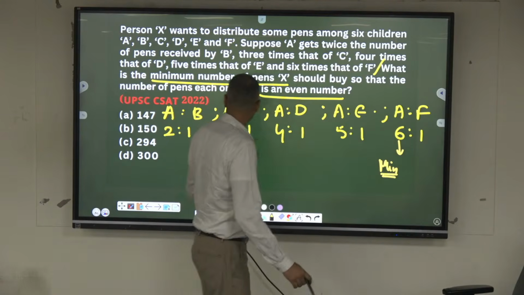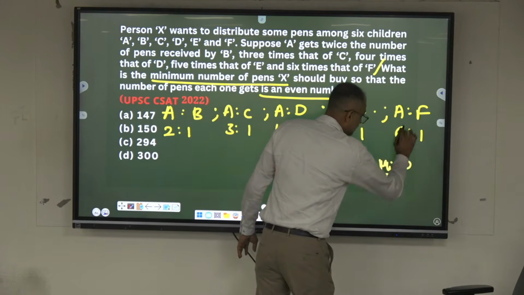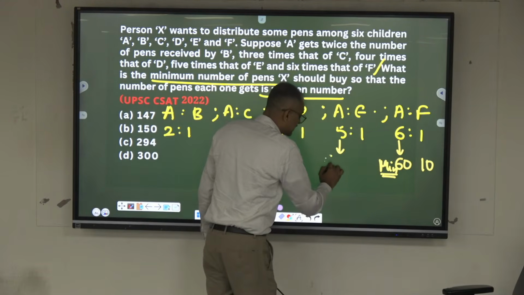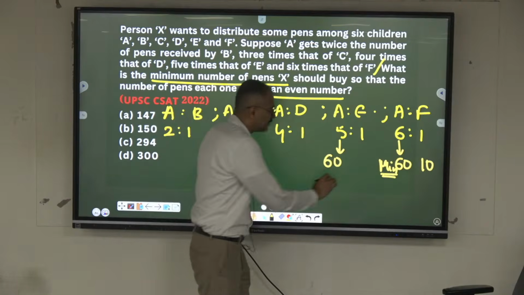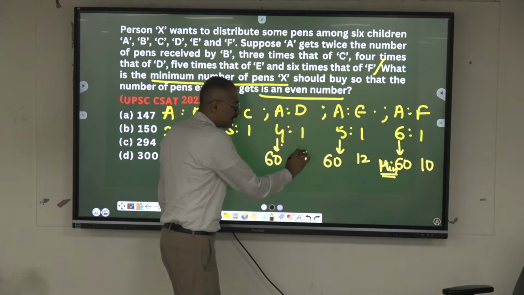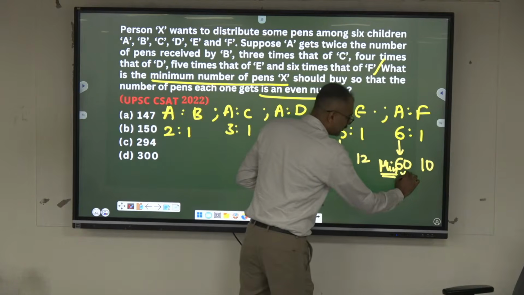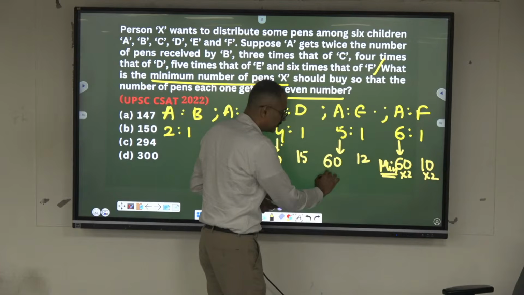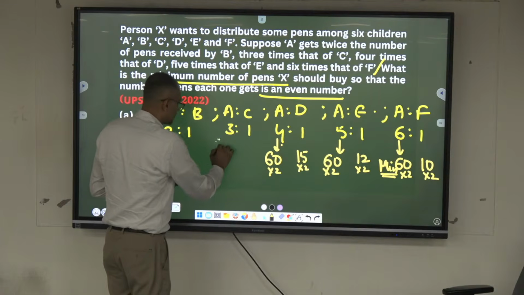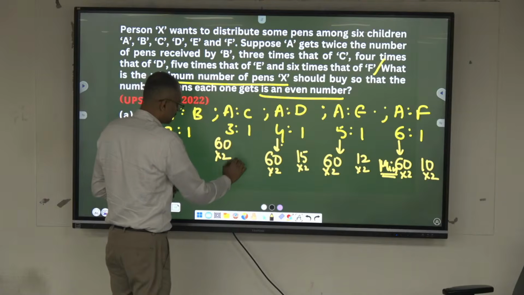For example, if I take the LCM of 2, 3, 4, 5, 6, what is the LCM? 60. Take 60. If 6 is 60, 1 has to be 10. That is an even number, F's number is fine. If I consider these 5 parts as 60, one part is 12. Even number? Yes. If I consider this as 60, you will get 15. Is 15 an even number? No. Hence we take the next number, into 2, into 2. I am assuming 120. Into 2, into 2. All become even numbers, right? Yes. So 60 into 2.